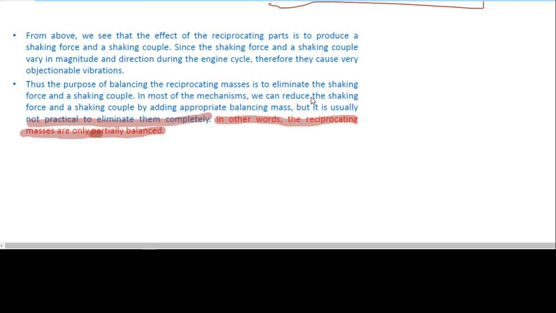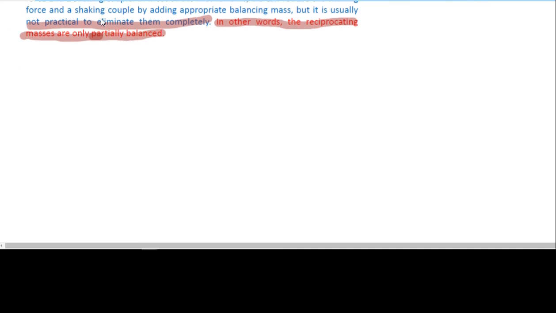We have seen balancing of rotating masses. We can completely balance the rotating masses. We have done the numericals on rotating masses. What we do is we draw the force polygon and couple polygon, and we find the magnitude and direction of the balancing mass to be added. So it will be completely balanced. But in reciprocating masses, it is not possible. So how do we partially balance this reciprocating mass?